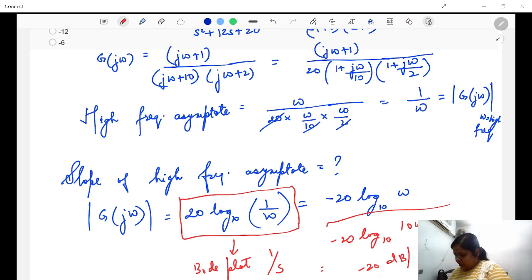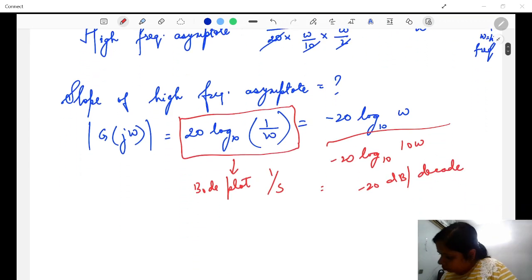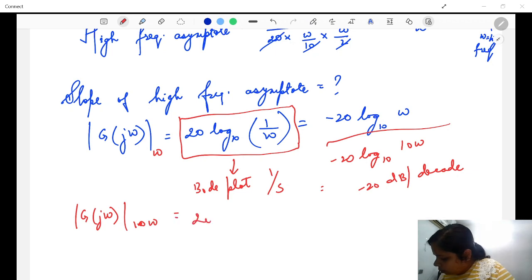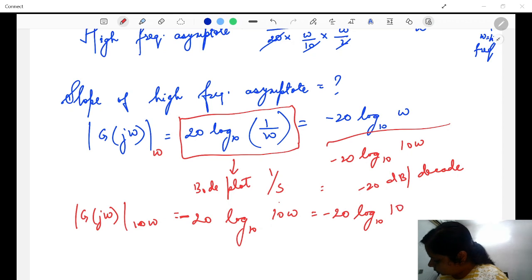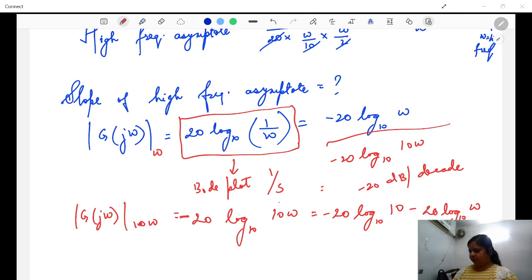I hope it is clear. I'll reiterate it. See, you got this when you try to find out at omega. Now, if we want to find out the same thing at 10 omega, this was already covered in the lecture. So, log 10, 1 upon 10 omega, right? Or we can directly write 10 omega, and here we can have a minus sign. Then, it would be minus 20 log 10, 10 minus 20 log omega, and base is 10.